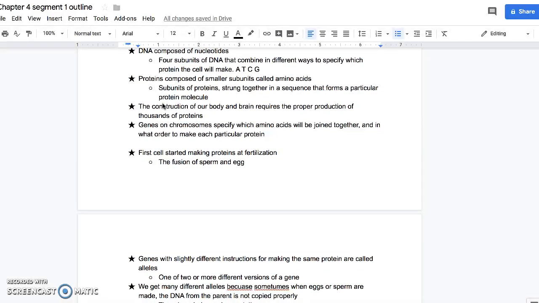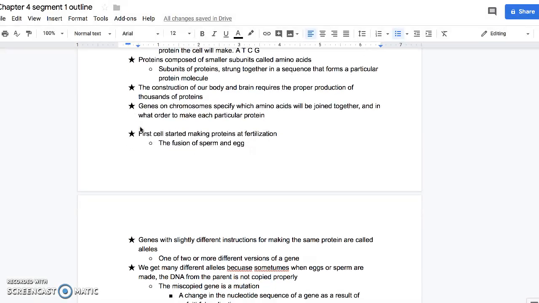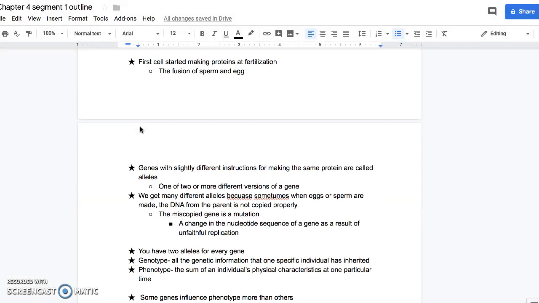Proteins are composed of smaller subunits called amino acids. There are 20 different amino acids, and cells make different proteins by varying the amino acids. Amino acids are subunits of proteins strung together in a sequence that forms a particular protein molecule. The construction of our body and brain requires the proper production of thousands of proteins. Genes on chromosomes specify which amino acids will be joined together and in what order to make each particular protein. So, our mother and father give us slightly different recipes for each protein.